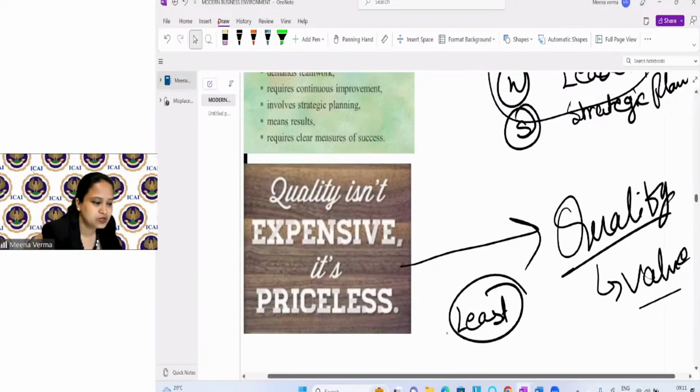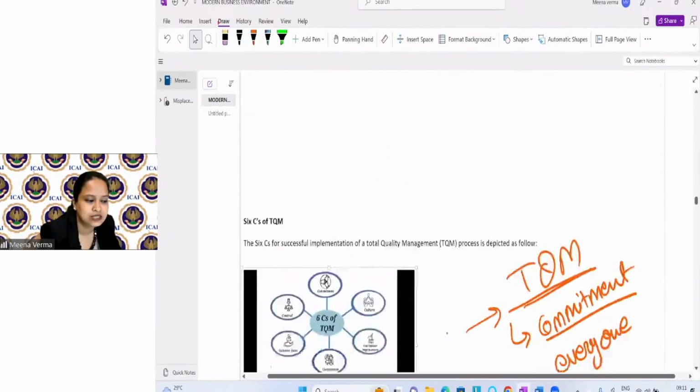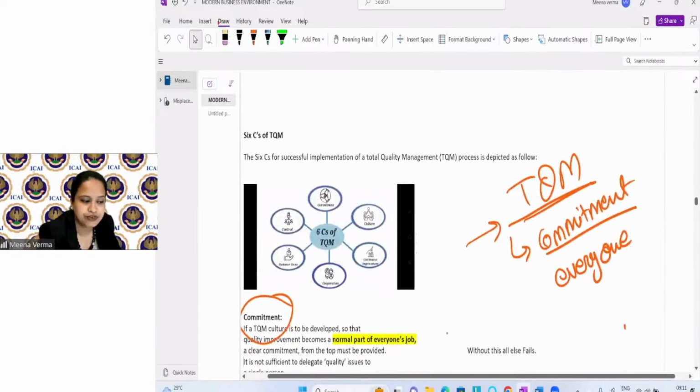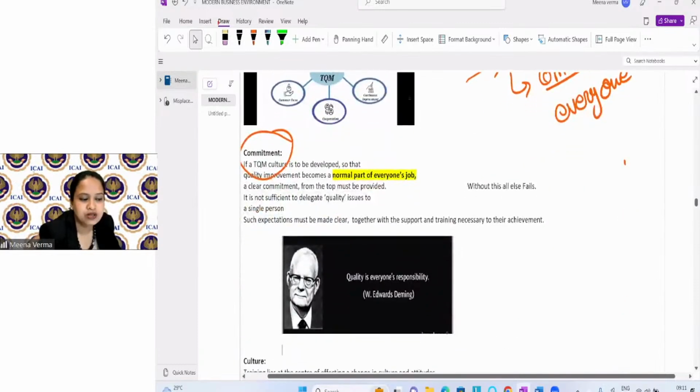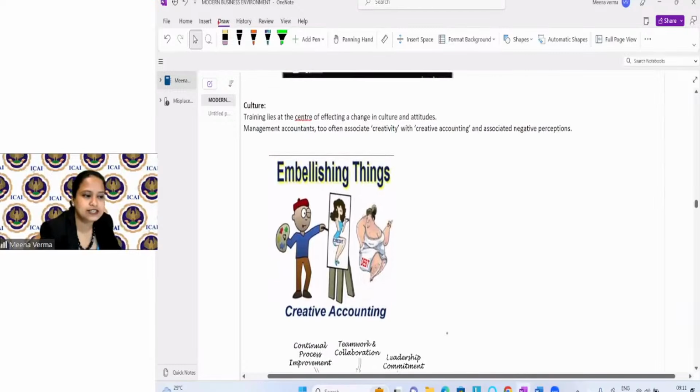Okay. So here they have first considered the commitment. 6 C's, first consider the commitment, right? Everyone should be involved in producing the quality product. It was given by W. Edward Deming. Quality is the responsibility of everyone, right? It is the responsibility of everyone. Okay, next is what? Next is culture.